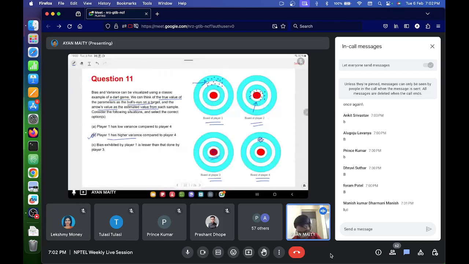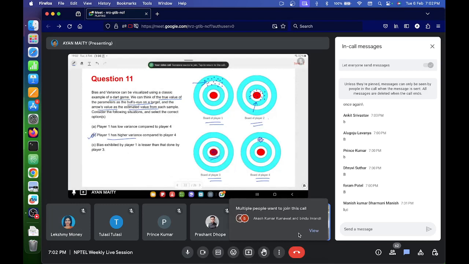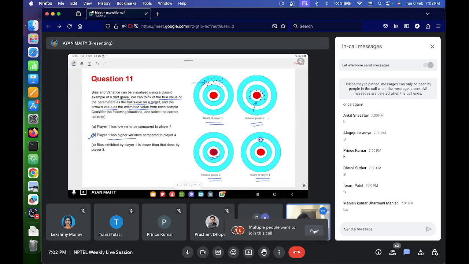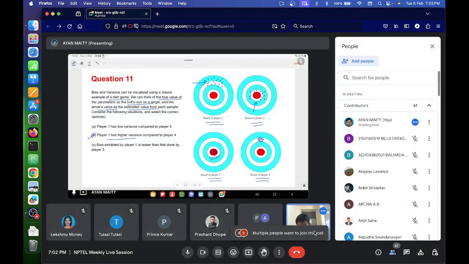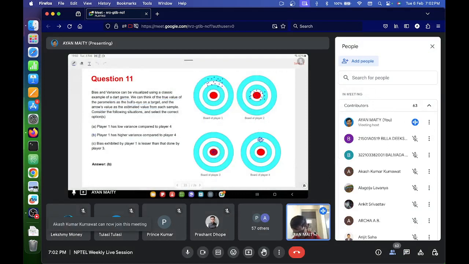And for player 4, bias is very high, the error is very high, it is very much off from the target. So bias is very high but the variance is low. So analyzing all 4 boards, we can see that player 1 has a higher variance compared to player 4. So option B is the correct answer.